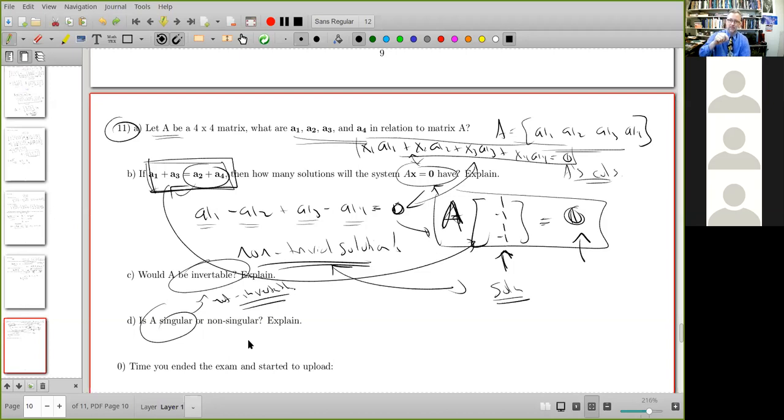So the main sticking point of problem 11 was recognizing that columns and the algebra do have a tie, and you can go back and forth. Being told you have a non-trivial solution means all those facts come along for the ride. Non-trivial solutions means infinite solutions, means it's not invertible, which means it's singular, which means the inverse does not exist. All of those things come along for the ride. All right, and that's exam one.